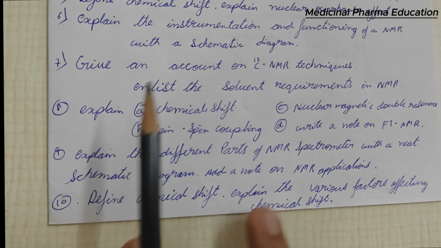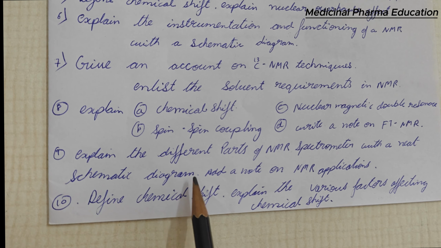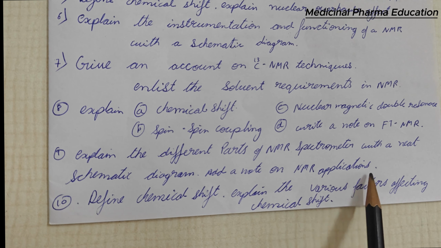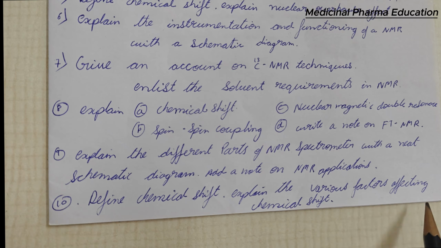And the last two questions are: explain the different parts of NMR spectroscopy with neat labels and a neat schematic diagram, and write a note on NMR applications. Define chemical shift. Explain the various factors affecting chemical shift.